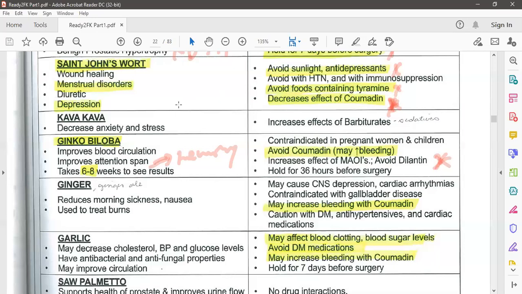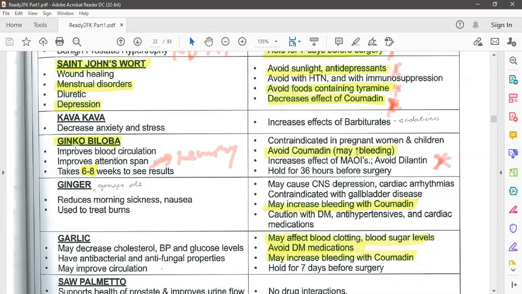So next medication, herbal medication called Kava, right? Kava we use to treat insomnia and muscle pain, and decrease anxiety and stress. But Kava interacts with barbiturate. Barbiturate we also use for anxiety.